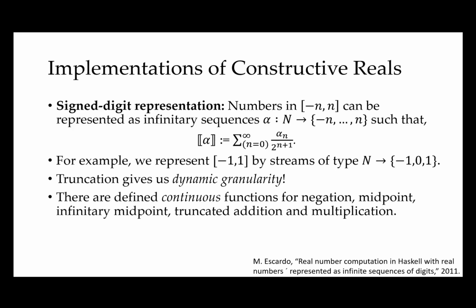This type, as I said, has an infinite number of representations for every number, and so it can seem a bit unwieldy to work with. But in previous work, not mine, continuous functions have been defined for negation, the midpoint, infinitary midpoint, truncated addition (obviously truncated because we're in compact intervals), and multiplication. So we can actually perform arithmetic on this particular representation, which is really nice because then we can have fun with constructive reals in this way.